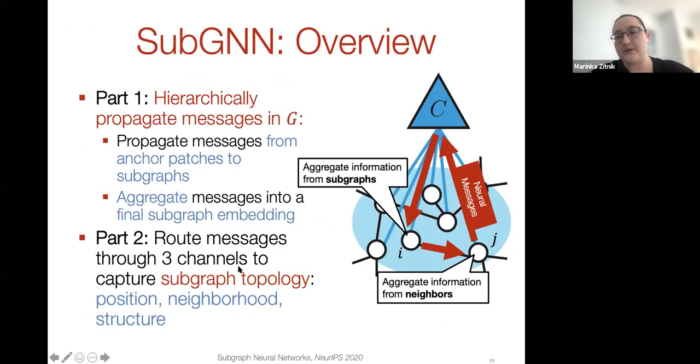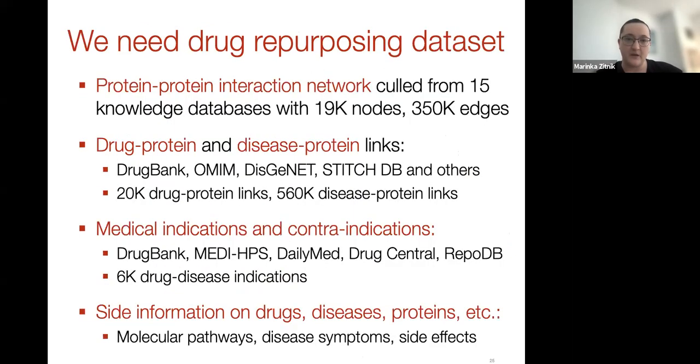That has been very important, and we've done a variety of experiments, described in the paper cited below, to show that SubGNN can capture the relevant topology of subgraphs and can generate really powerful subgraph embeddings. We then apply that method to generate embeddings for disease and drug subgraphs, and then use the learned embeddings for link prediction in the decoding phase.